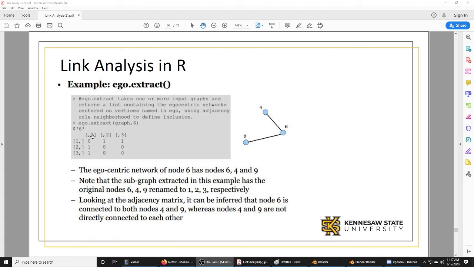So if we look at this, 6 is connected to 4. 6 is connected to 9. And then 9 is connected to 6, but not 4. And then 4 is connected to 6, but not 9. Okay?